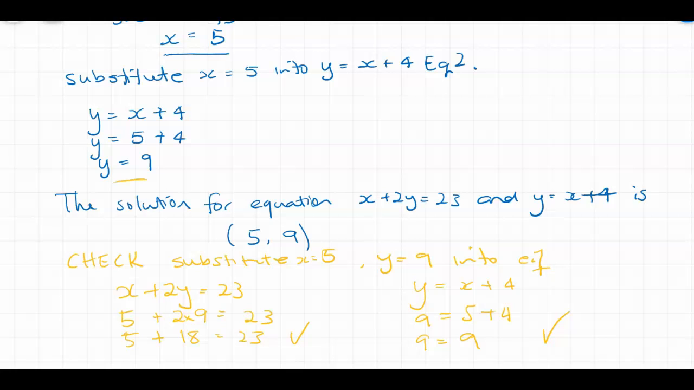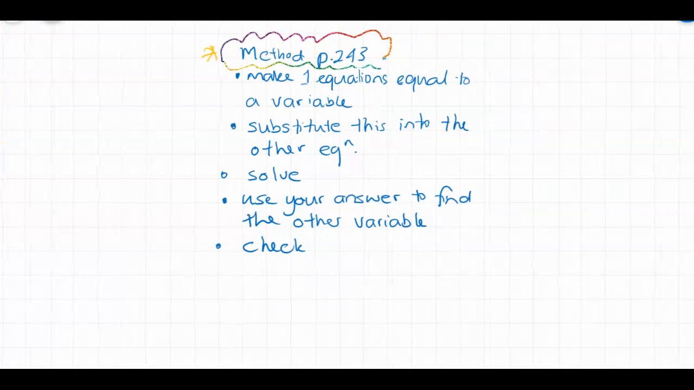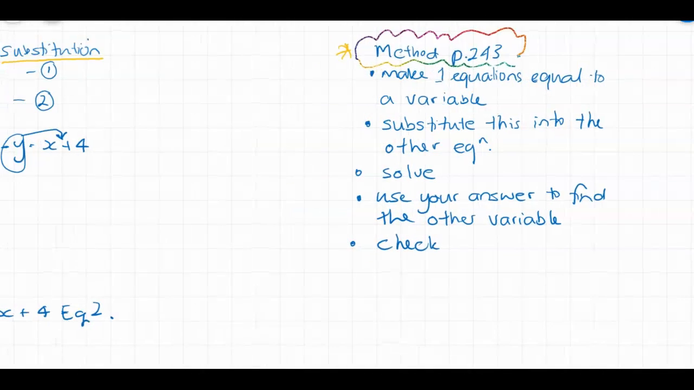So there is a method on page 243. This method is written down. Make one of the equations equal to a variable. Substitute this into the other equation. Solve. Use your answer to find the other variable. So in our case, we had y equal to x plus 4, and then we found the x. Then we substituted it back in and solved for the y. Then we need to check. So those are the steps, and we went through each of them.